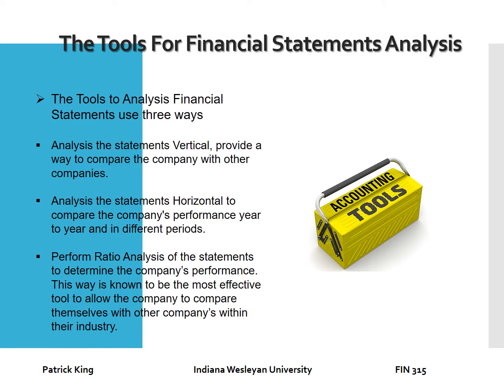The tools to analyze financial statements are used in three ways. First tool is to analyze the statements vertically. This will provide a way to compare the company with other companies. Second tool is to analyze the statements horizontally, to compare the company's performance from year to year and in different periods. Last tool is to perform the ratio analysis of the statements to determine the company's performance. This is known to be the most effective tool to allow the company to compare themselves with other companies within their industry.